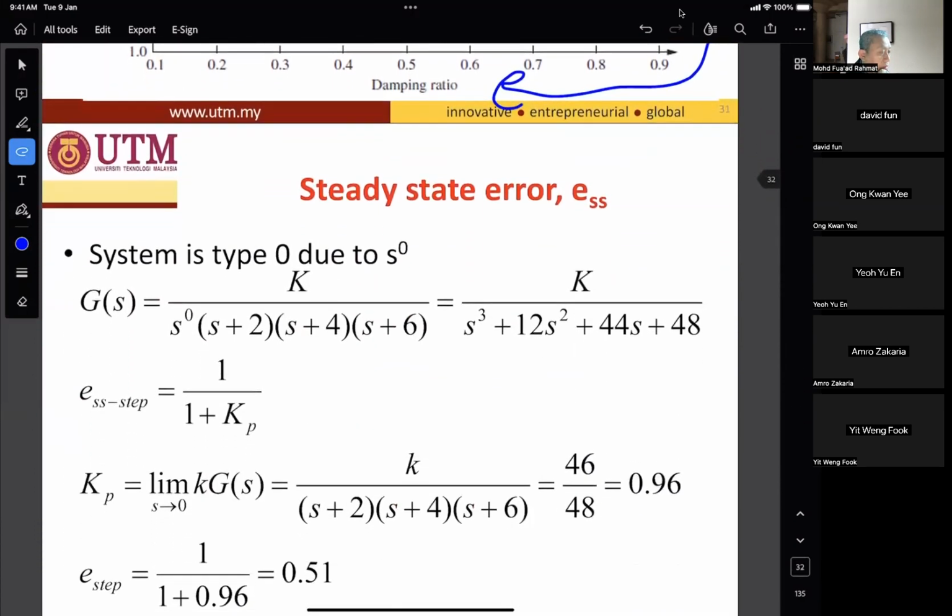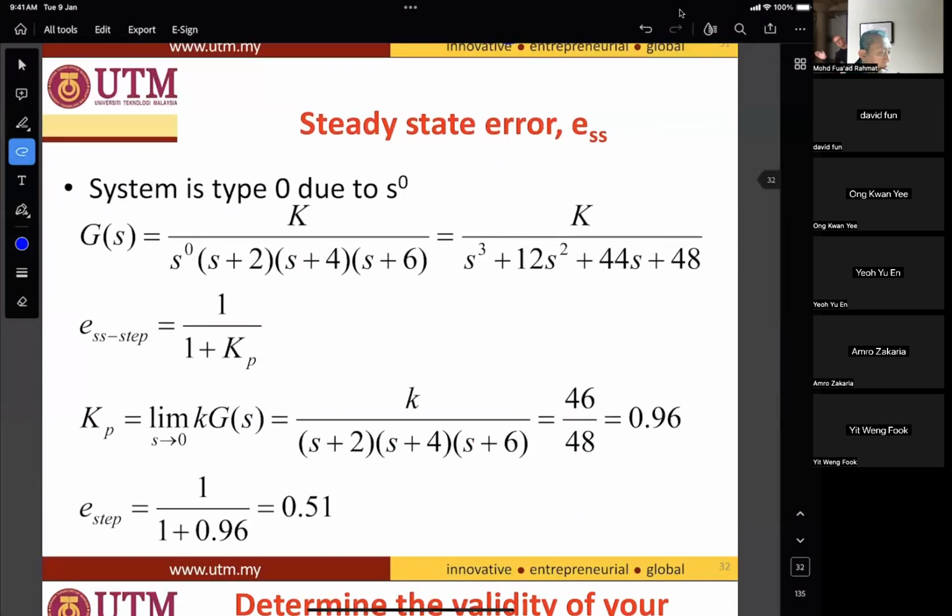Right. The steady state error: the system is type 0. This is the transfer function with factors s plus 2, s plus 4, s plus 6. There are no poles at the origin.